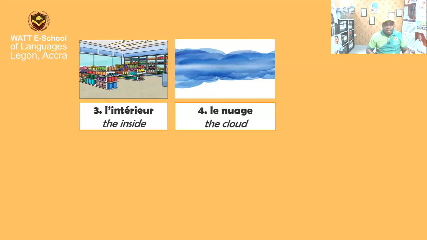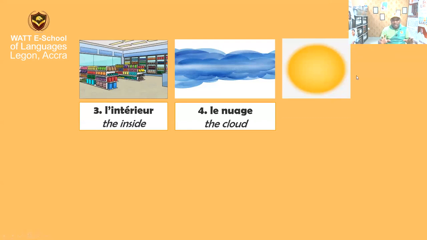Let's continue with the lesson. Can you tell me what it is? It's like an egg, yes. But this color, what is it? Le soleil. What is le soleil? The sun. Great. Le soleil. We continue.